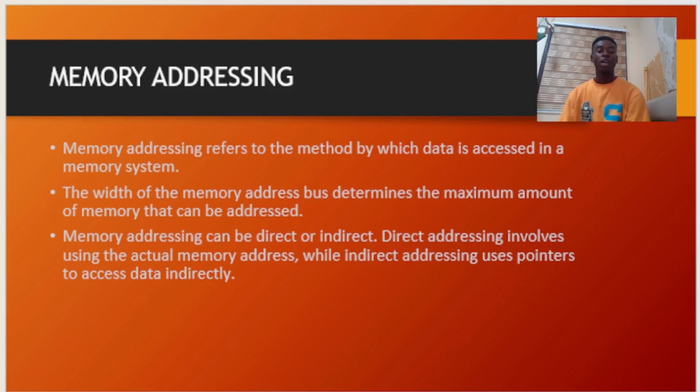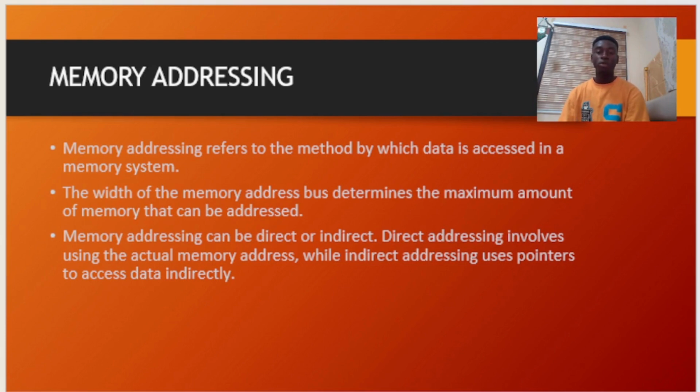Under Godfrey's presentation, we got to understand something about memory addressing. Memory addressing simply refers to the method by which data is accessed in the memory system. We also understood that the width of the memory address bus determines the maximum amount of memory that can be addressed. Memory addressing can be direct or indirect. Direct addressing involves using the actual memory address, but indirect addressing uses pointers to access data indirectly.